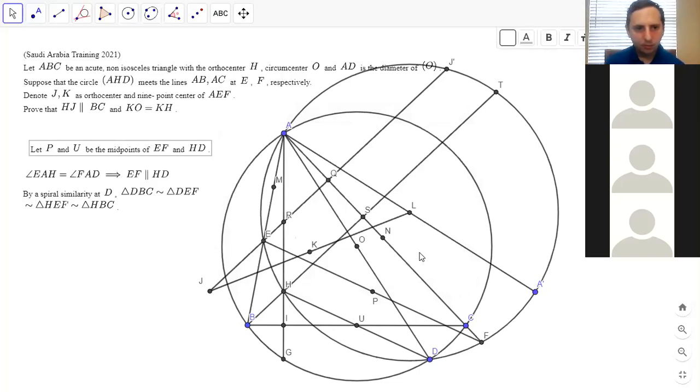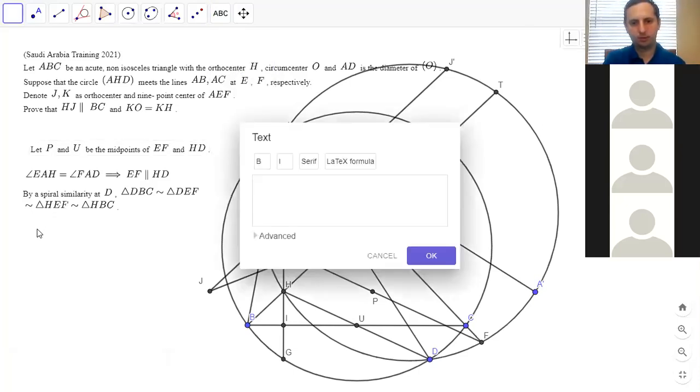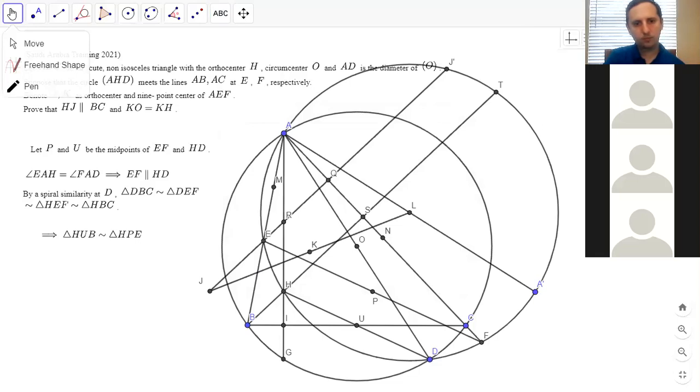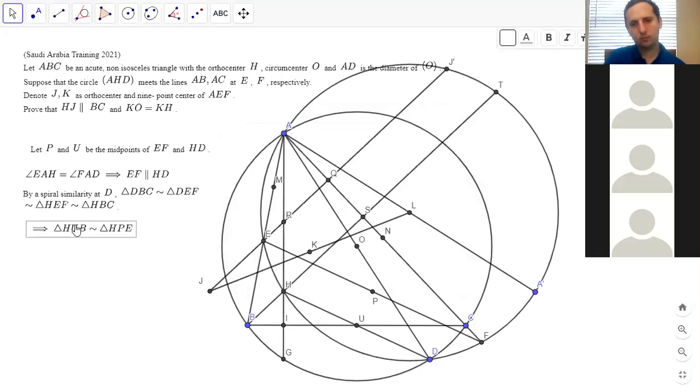So that triangle HUB will be similar to triangle HPE. So angle HUB will be equal to angle HPE. And so that shows that HP is parallel to BC, right?